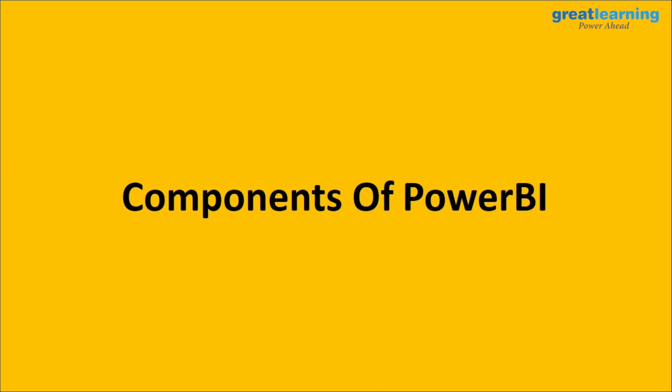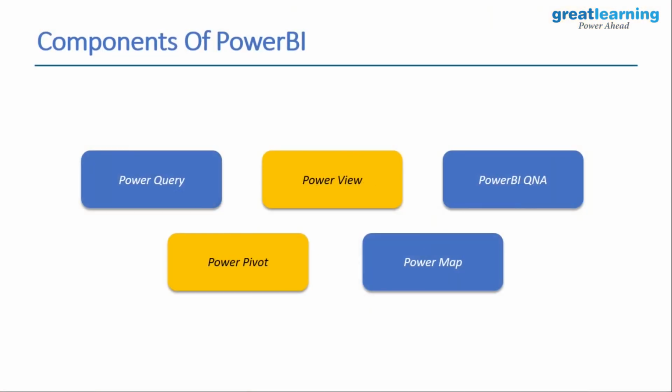Let us now go ahead and understand the different components of Power BI. So when you talk about the different components of Power BI, we have quite a few components that Power BI offers to us. To name a few, you have your Power Query, you have your Power View, you have your Power BI Q&A, Power Pivot. Then you have other features as well, right? Be it your mobile features, be it your desktop features, right? There are plenty of these out there in the market. Let's try and understand them one by one.